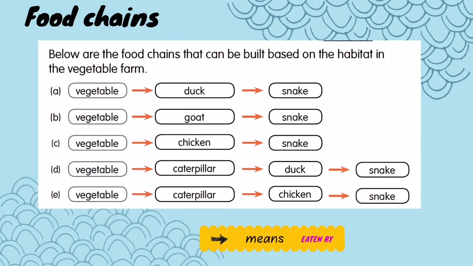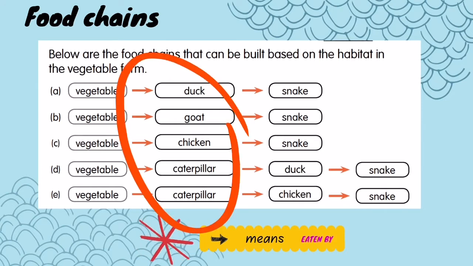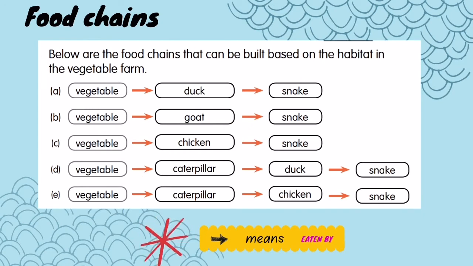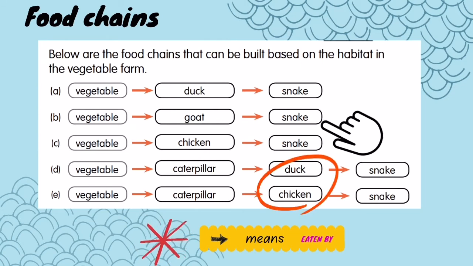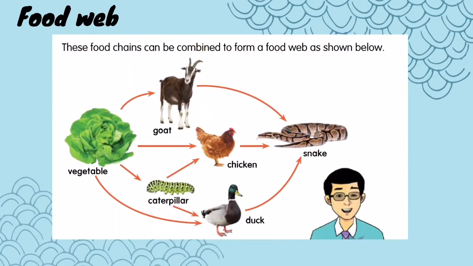So here are the food chains from the vegetable farm just now. You have to identify the animals that eat vegetable, which are duck, goat, chicken, and caterpillar. And then you have to identify what are the animals that eat duck, goat, chicken, and caterpillar. And then you draw all the arrows, which means eaten by. The vegetable is eaten by goat, chicken, caterpillar and duck. And then the animal that eats goat, chicken and duck is snake.